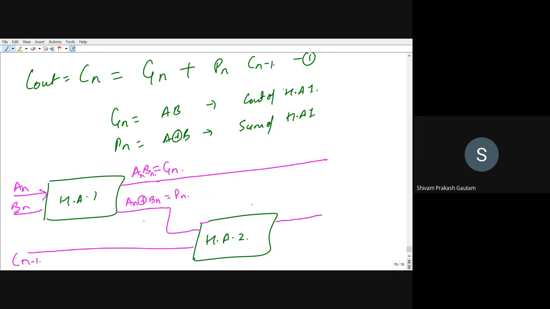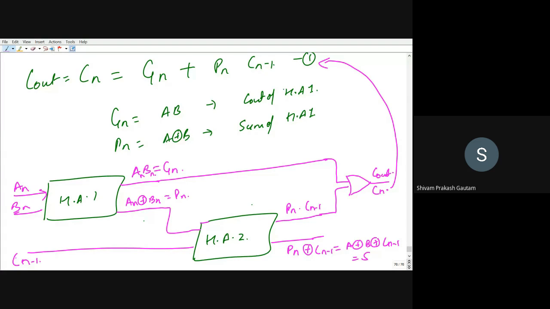The carry out of this second half adder will be Pn multiplied by Cn minus 1, and the sum of the second half adder will be Pn XOR Cn minus 1. So Pn is A XOR B, and the sum is A XOR B XOR Cn minus 1. So this is our final sum. If both of these conditions are true, then our carry will be generated. If either one of them is true, then also our carry will be generated. So this is our Cout, or you can also call it Cn, right? So Cn will be equal to this expression. This circuit is clear?